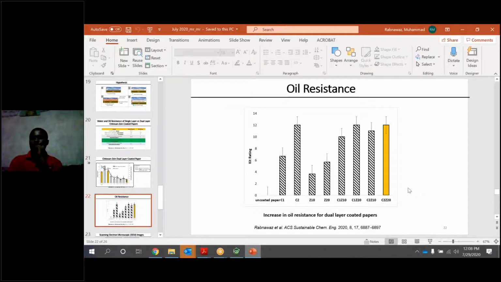Oil resistance, if you look into this one, so chitosan, kit 12 because it is hydrophilic, so the oil does not penetrate, and so do our dual layer coating. So we really got very good oil resistance.